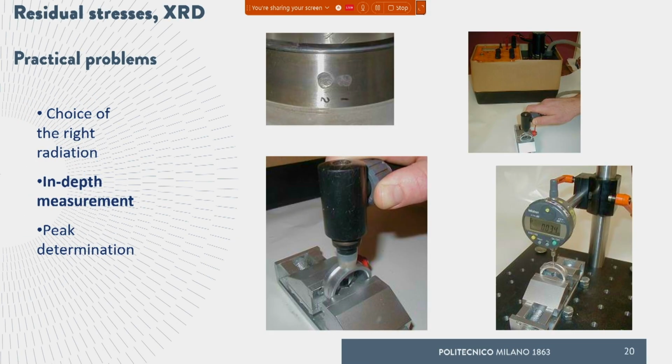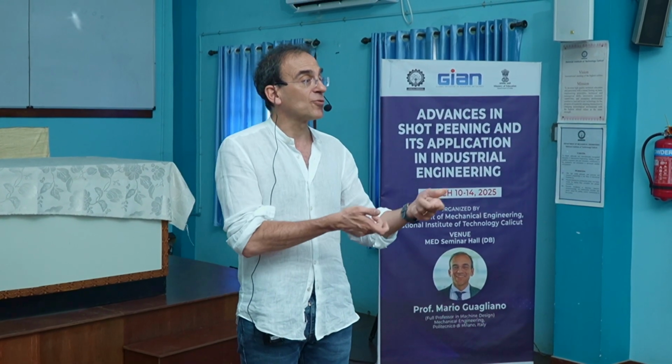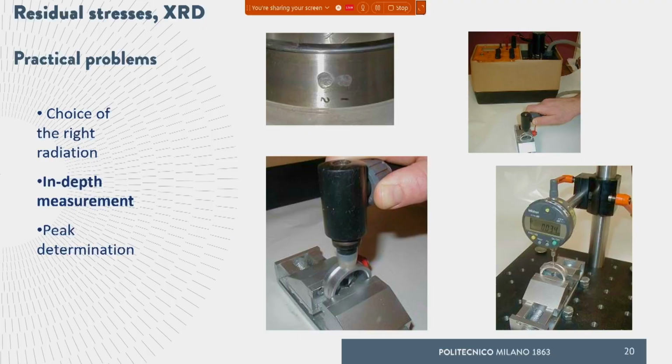Okay. The second problem can be the in-depth measurement. Indeed, we have already discussed this. The penetration of X-rays in the material is quite low. So if we want to measure not only the stress on the surface, but the in-depth profile of the residual stress, we need to remove material. And we need to do that not by means of a mechanical tool, because otherwise we are changing the residual stress state and generating new residual stresses, but we need to use an electrochemical method, electropolishing or chemical polishing, in such a way that the material is removed without a mechanical action.